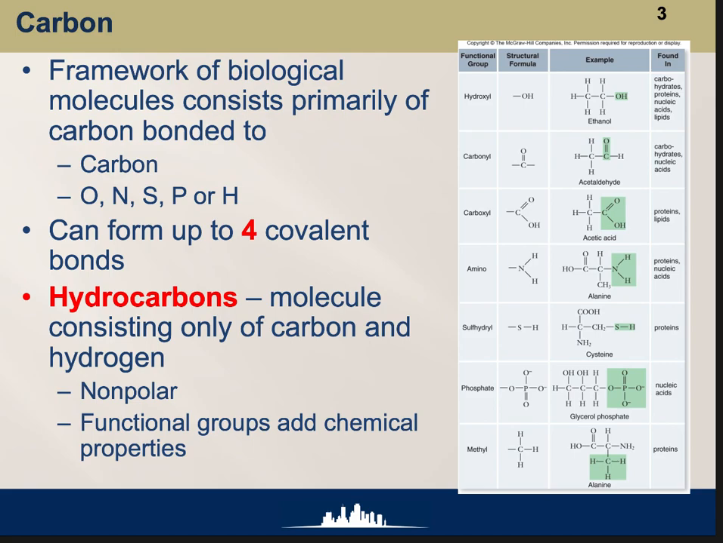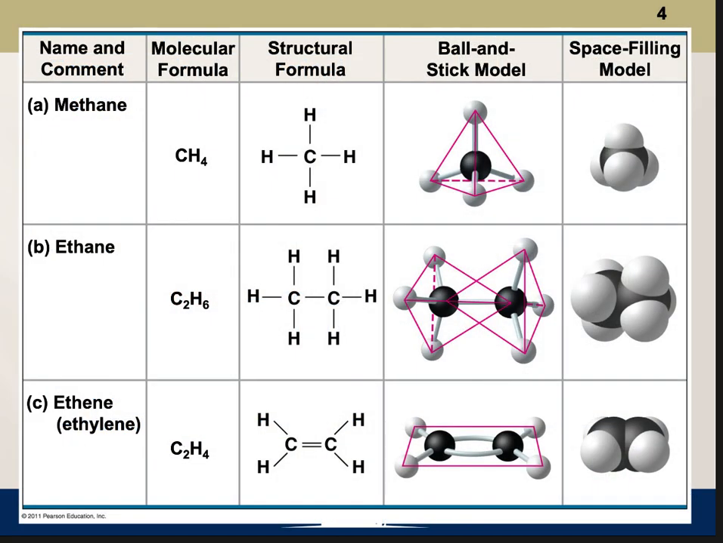And so when we look at this, we also have hydrocarbons, and this is where we have a molecule consisting of only carbon and hydrogen. This is nonpolar, and they will have functional group chemical properties. Here's a picture showing what this can look like. We have methane, ethane, and ethene. And you can see how the different bonds with carbon can yield different shapes of different molecules. Different shapes mean different molecules as well.